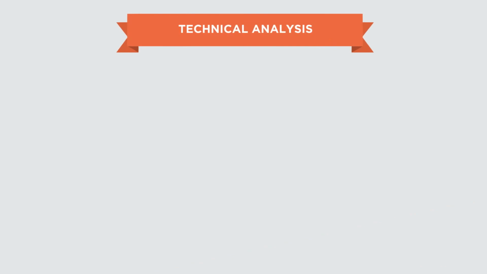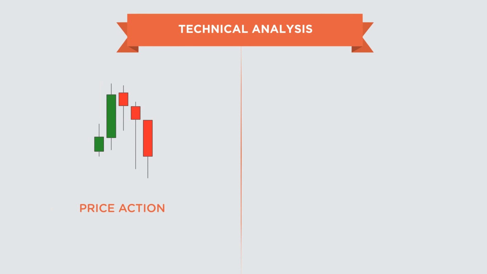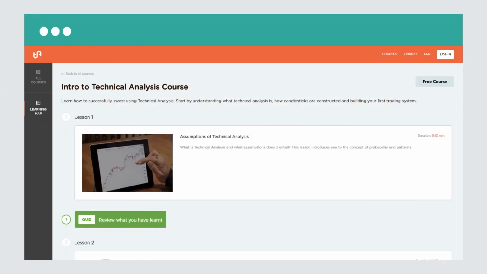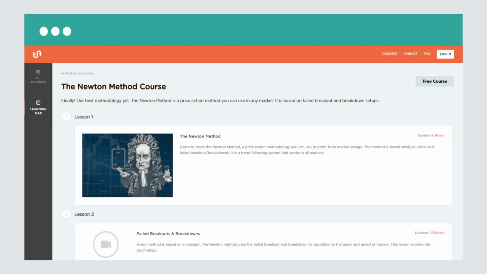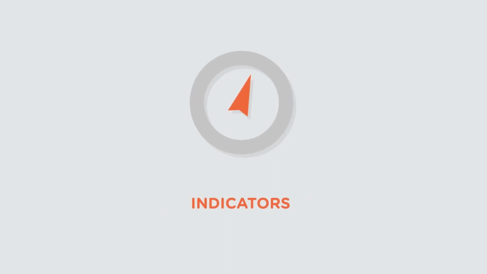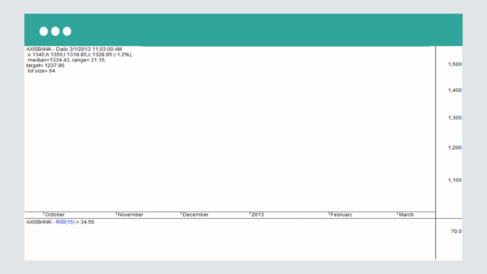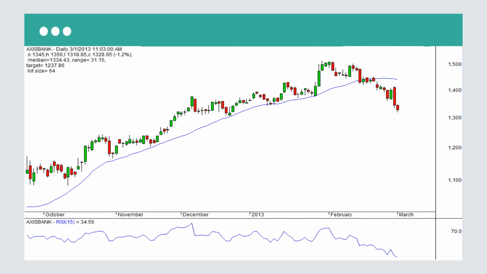Did you know that most technical analysis is done through either pure price action, like the Newton method, or through indicators? Before you begin this lesson, make sure you've taken the Introduction to Technical Analysis course and the Price Action courses. This series of lessons will explore indicators. These squiggly lines on the chart can give your trading an edge.